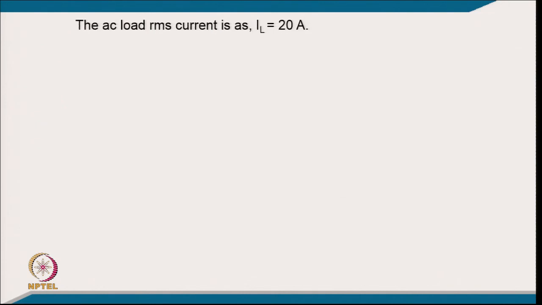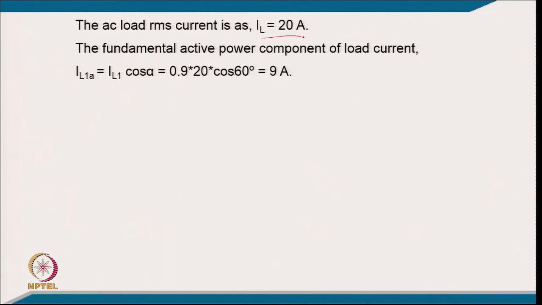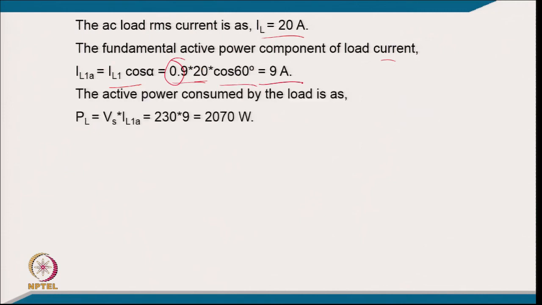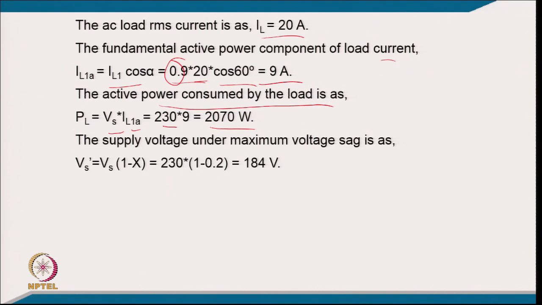So, AC load current RMS is 20 ampere, and the fundamental active power component will be IL1 cos alpha. So, IL1 in case of square wave is 0.9 into, that is root 2 divided by pi, that is 0.9 into 20 into cos alpha, that is cos 60, that is 9 ampere, and the active power consumed by the load, Vs into IL1, is typically 2070 watt, and now the supply voltage under the maximum voltage sag will be your 20% sag.